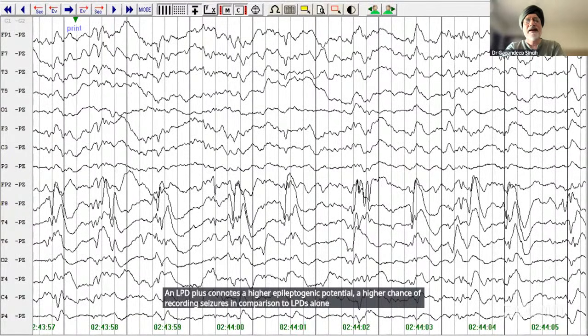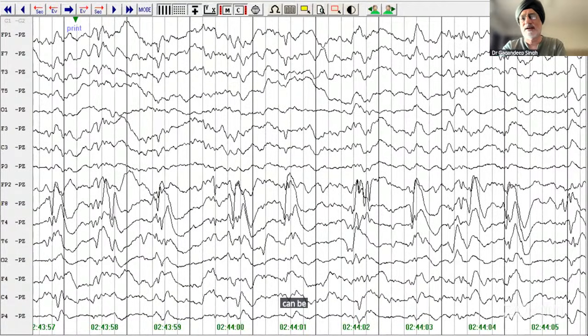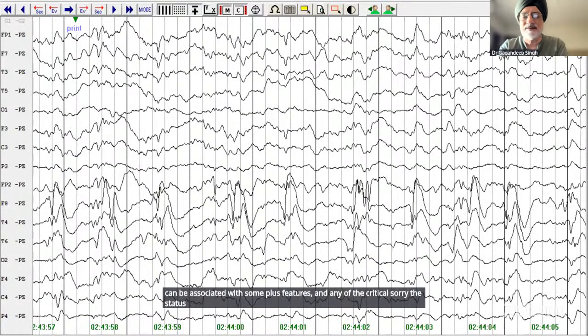right? Likewise, LRDA can be associated with some plus features, and any of the patterns can be associated with plus features. Next slide.